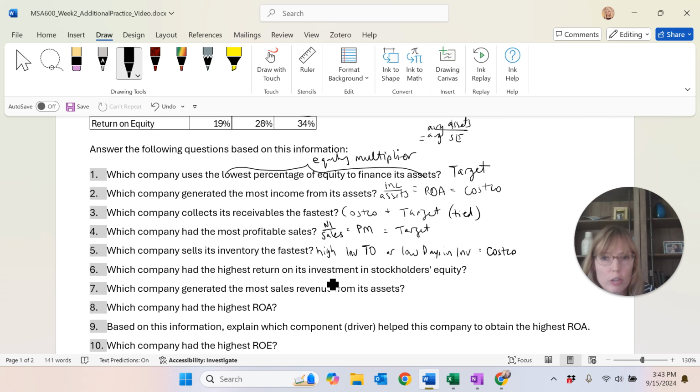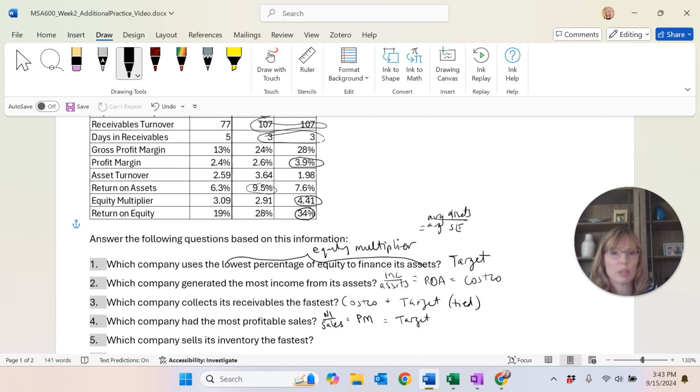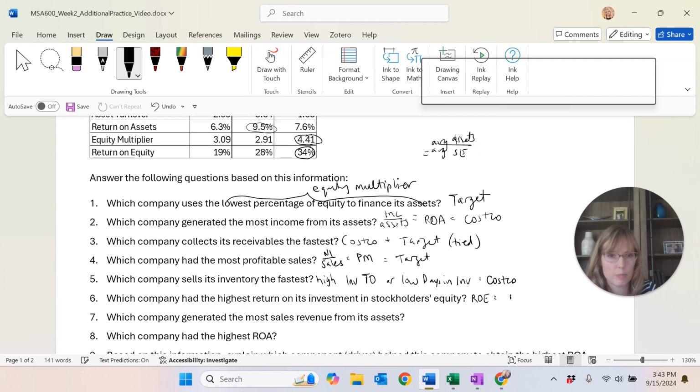Which company had the highest return on its investment in stockholders' equity? Okay, so that's obviously going to refer to return on equity. And we see here Target had the highest return on equity of 34%.